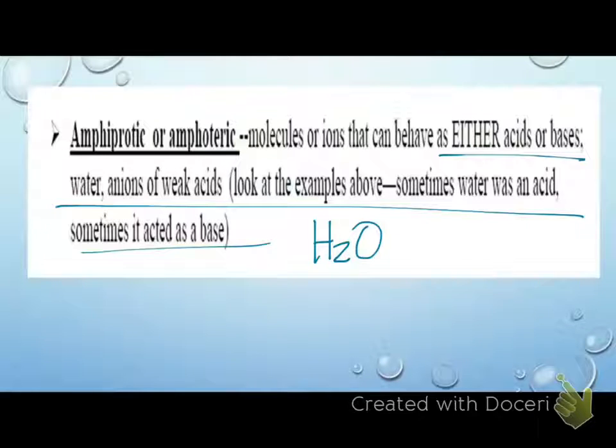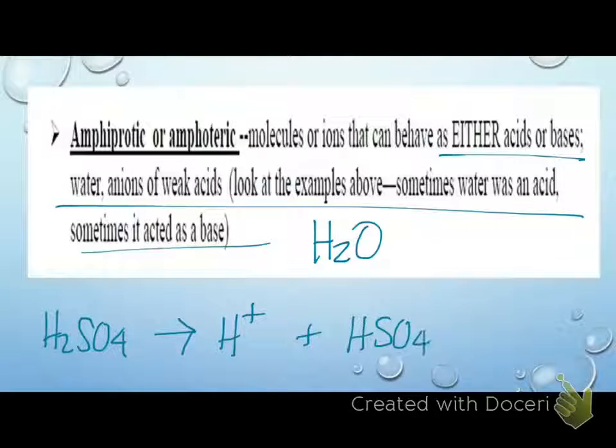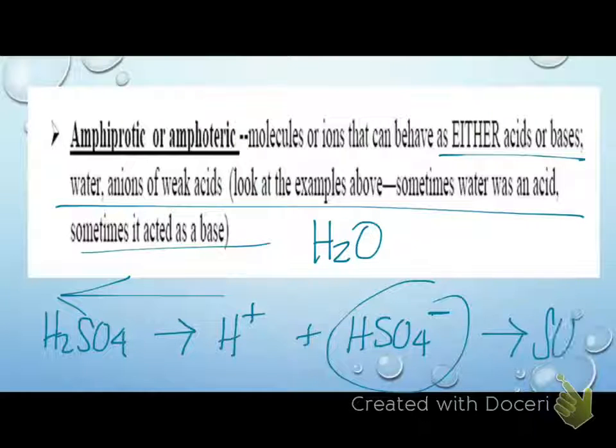There are other things that are amphoteric. For instance, whenever I dissociate H2SO4, remember I said it does one proton at a time, so now it leaves behind this HSO4 minus. This substance would be considered amphoteric because it could accept a hydrogen and go back towards H2SO4, or it could give away another hydrogen and become SO4 2 minus. So that substance would be amphoteric because it could act at that point as an acid or a base depending on what solution it was in.